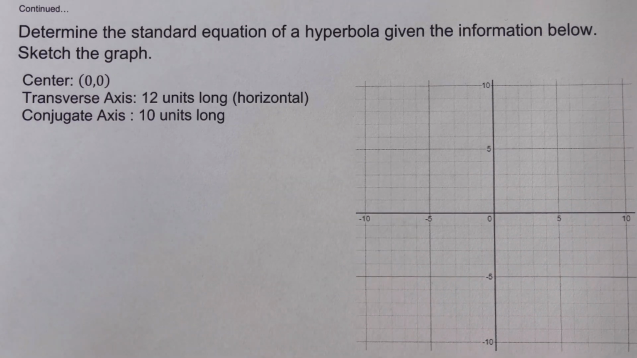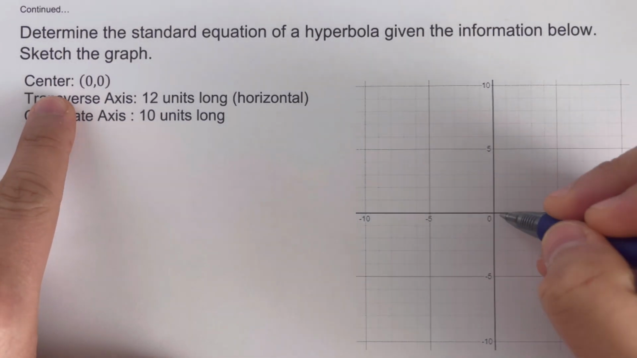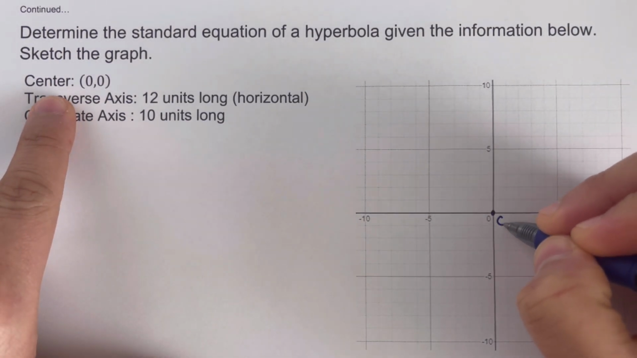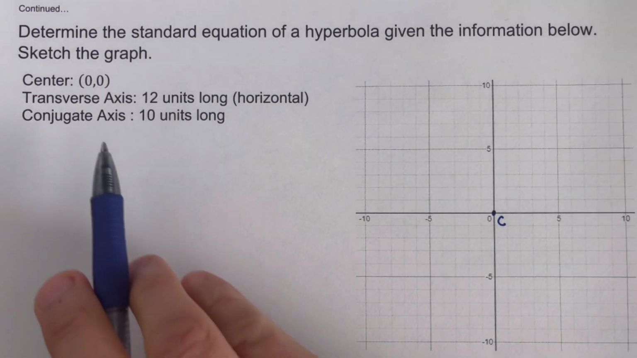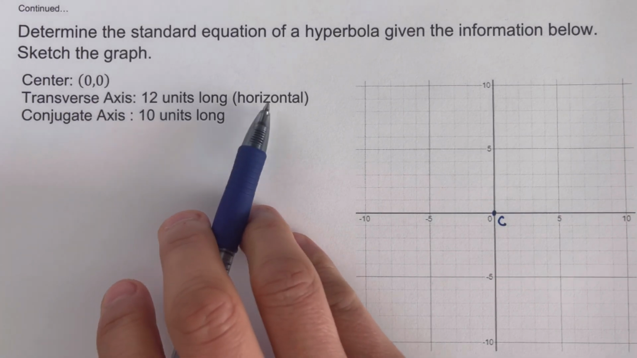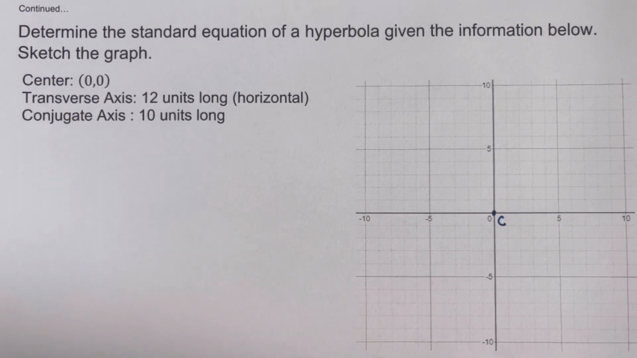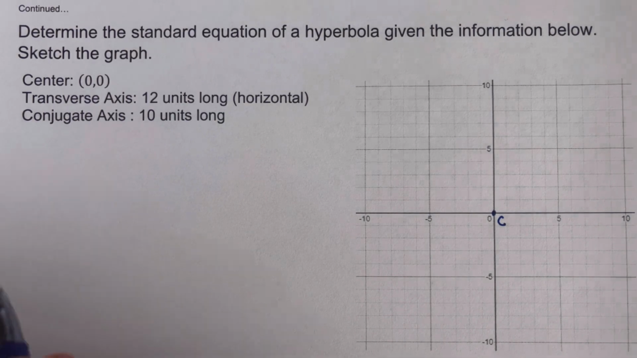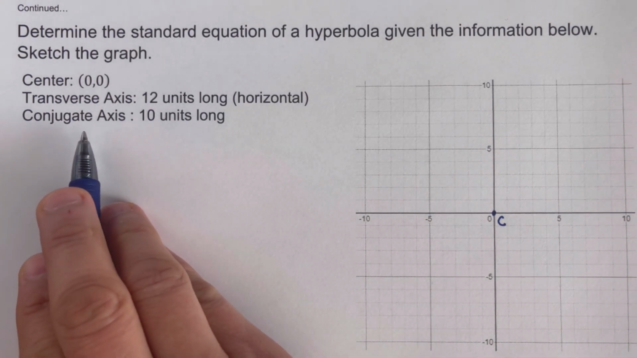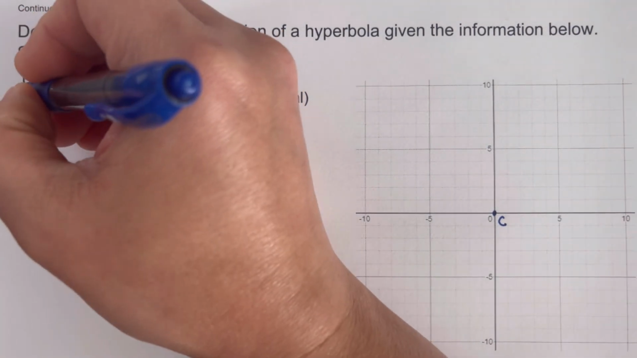Okay, so we go over the problem here. In this problem, we're given, again, the center at the origin, or (0, 0). We're given the length of the transverse axis, which is horizontal, and the length of the conjugate axis. From here, we can solve for a and b. I'm going to show that work down here.